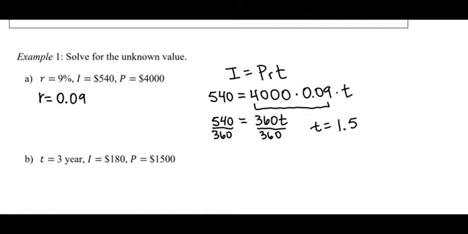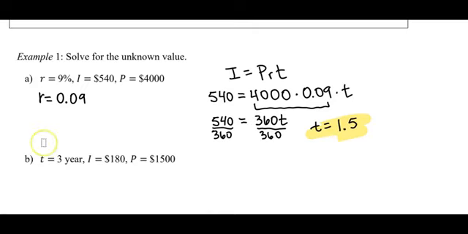So the missing value was T, which is time, and the answer is 1.5, a year and a half. Okay. So that is the model of how to solve these problems. Step number 1, you're going to write the formula. Step number 2, you're going to drop all the known values in there, replace all the known variables with the values. Look for what's missing, simplify and solve that equation.